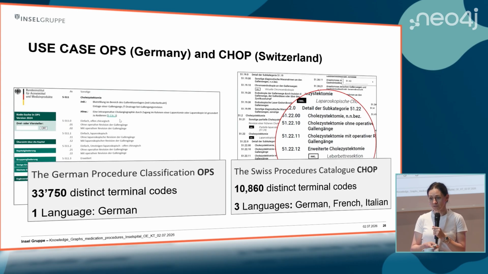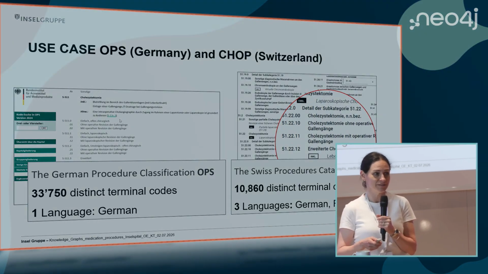And so what we did, we compared two classifications, one from Germany and one from Switzerland. They are already different, you see at first glance. One has 30,000 entities, and the German one is only in German. In Switzerland we have French, German, and Italian versions, which are already different in themselves. So it's really an interesting case.